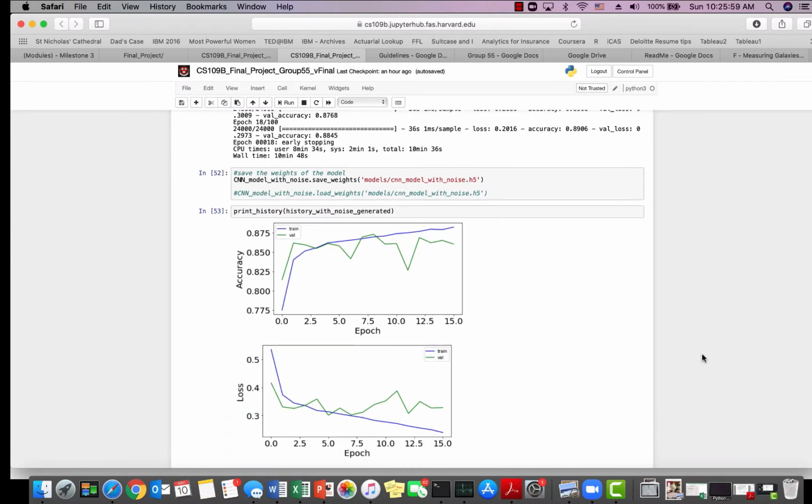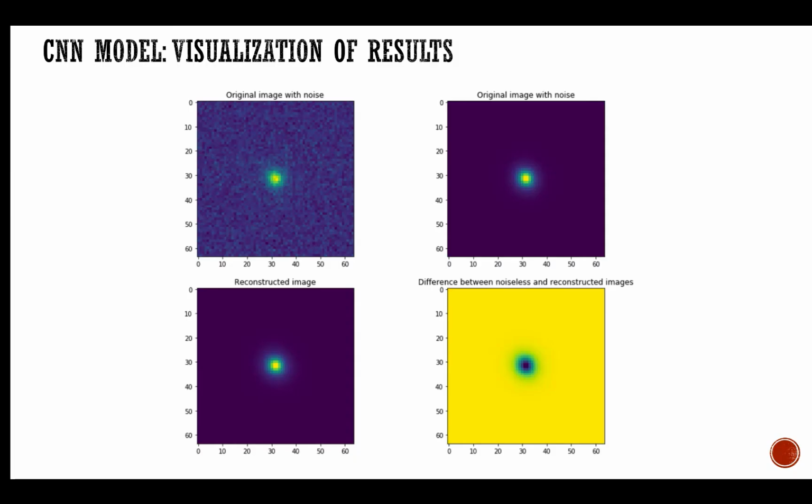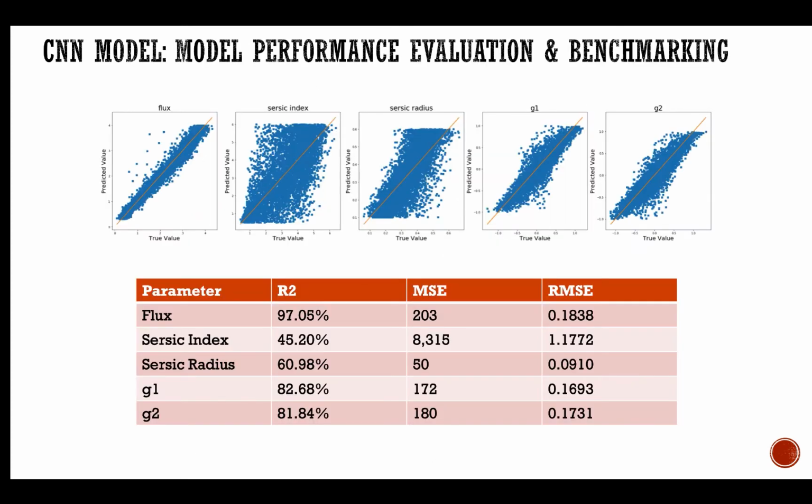We compiled our network using the Adam optimizer and then trained it with early stopping. And as we can see from the results, the model did quite well. Our validation accuracy was about 87%, and our validation loss was a little over 0.3. Looking at the visualization of the reconstructed image and comparing it to the original image, we can also see the model did quite well.